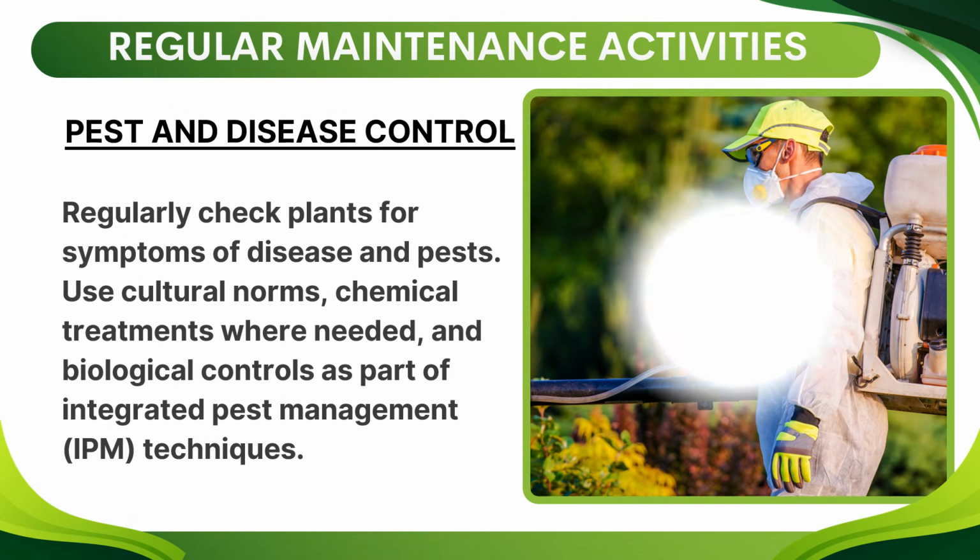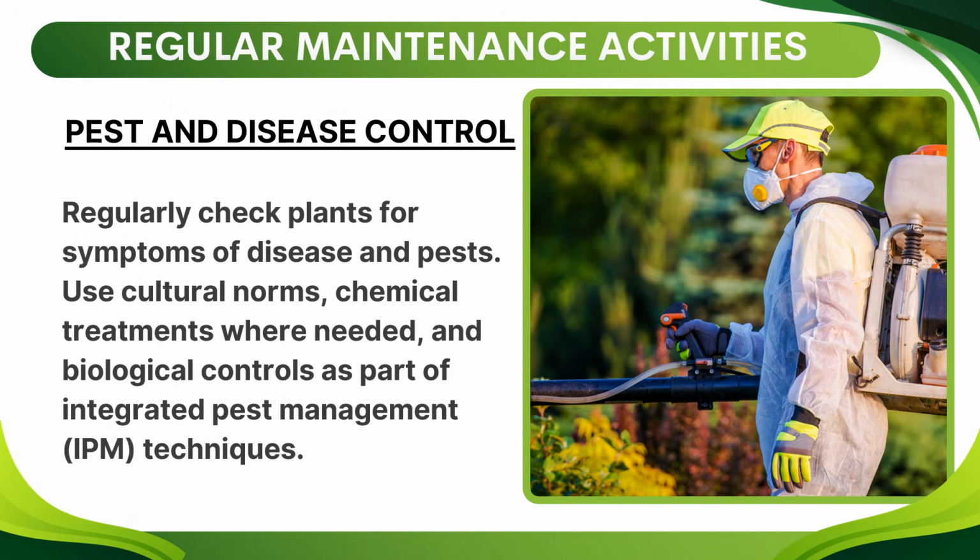5. Pest and disease control. Regularly check plants for symptoms of disease and pests. Use cultural norms, chemical treatments where needed, and biological controls as part of integrated pest management (IPM) techniques.